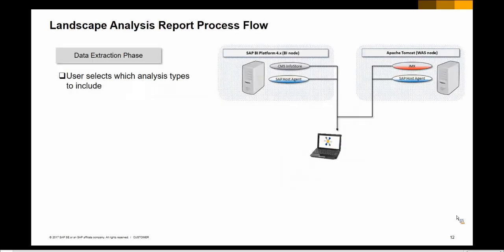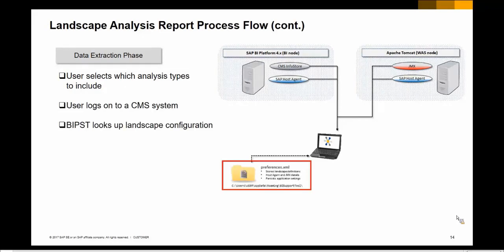When you run the report, you select what analysis types you want to report on. It connects to your CMS, and then you log in. Based on the CMS name, we look up the predefined landscape configuration that you've set up. That's stored in the Preferences XML in your roaming profile on the client. This way, you don't have to keep defining this over and over again. It's persisted.